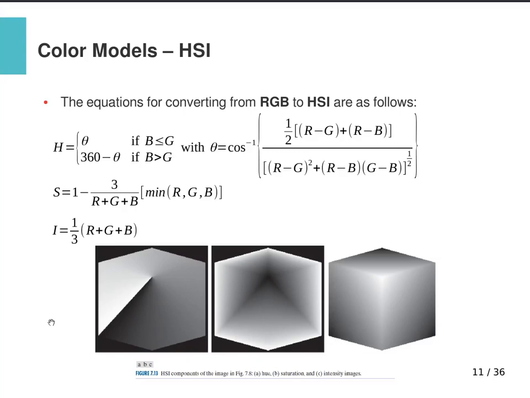Another thing that you might notice here is that for deriving the equations for HSI and converting from RGB to HSI, we use a cosine function, and also we use a min function, which basically introduces nonlinearity in the derivation of these equations. So this is another thing that needs to be considered. Of course, these are only the equations when you want to convert RGB to HSI. If you want to convert from HSI to RGB, you will need to use a different set of equations.